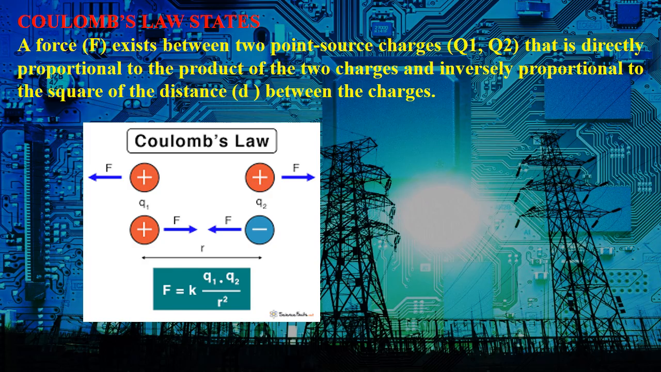F is the electrostatic force between the two charges, and it is equal to K, which is Coulomb's constant, times charge 1 times charge 2, over the square of the distance between the two charges. That force can be a repulsive force when two like charges come together, and it can be an attractive force when two unlike charges come together.